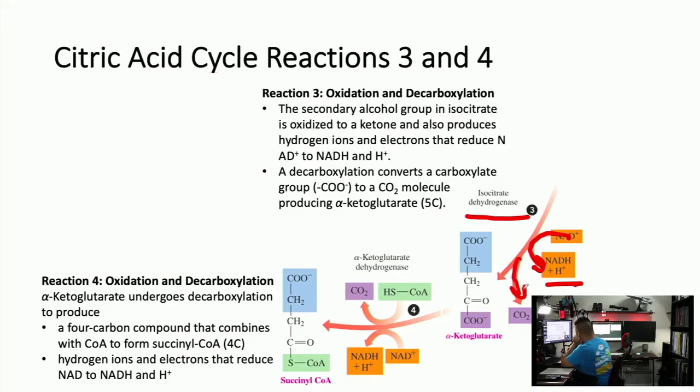And if you didn't already know, this CO2 right here being produced, along with a couple others in this cycle, are the CO2 that you breathe out when you breathe out carbon dioxide, right?